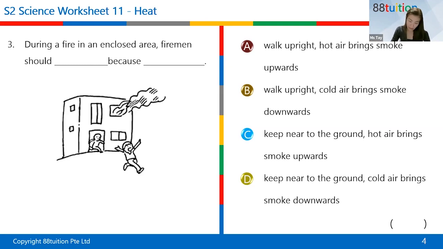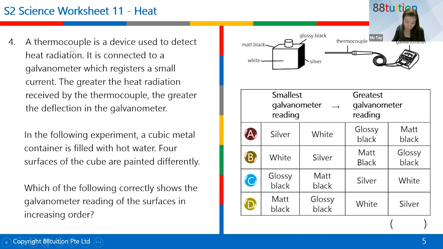Because when the hot air moves, the smoke from the fire will also be brought upwards, so staying low also prevents you from choking. If you take note, you will see people running in a fire crouch a bit lower. Why is that so? Because they want to prevent heat from going to them, and they want to prevent the smoke from choking them and going to their eyes. Now, question 4. It's actually not tough.